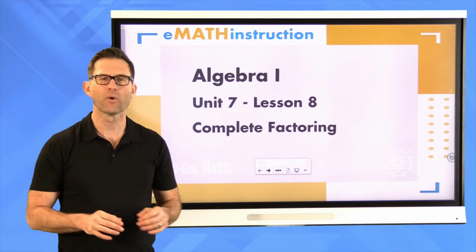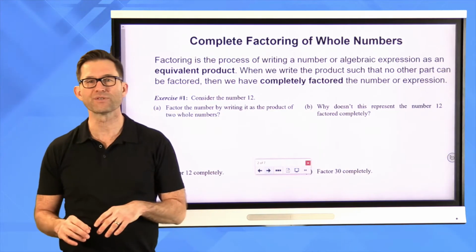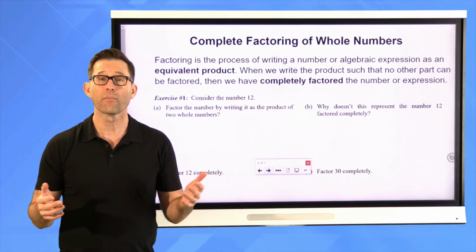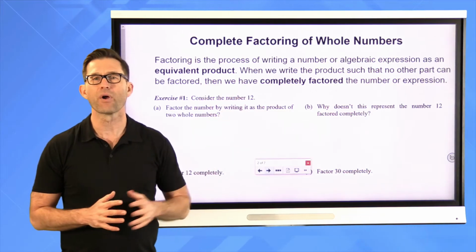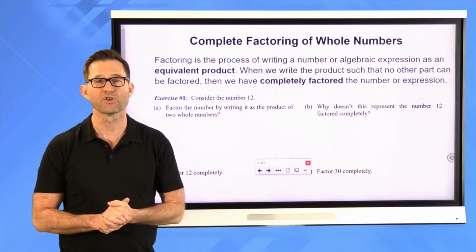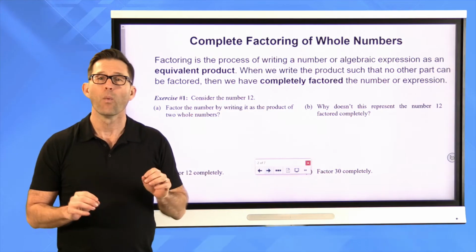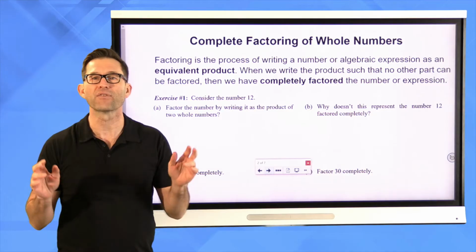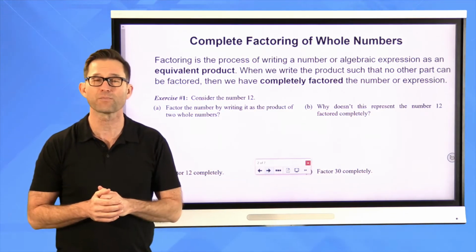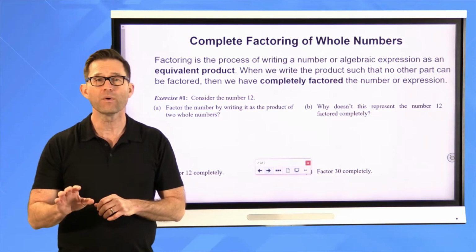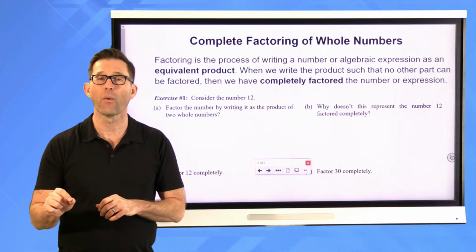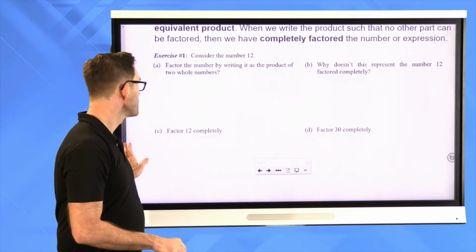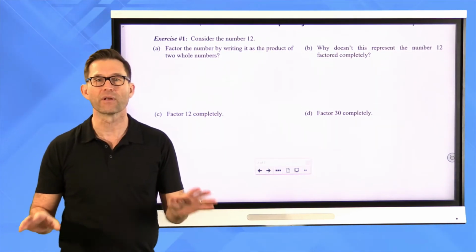So let's get into it right away, but just with some normal numbers. Alright, so complete factoring of whole numbers. This is something that you've done for a number of years. Now remember, factoring is the process of writing a number or an algebraic expression as an equivalent product. When we write the product such that no other part of it can be factored, then we have completely factored the number or the expression. Now, I always want to make sure that you understand what I'm talking about with numbers before we go on to the algebra. Alright, so let's take a look at complete factoring of numbers.